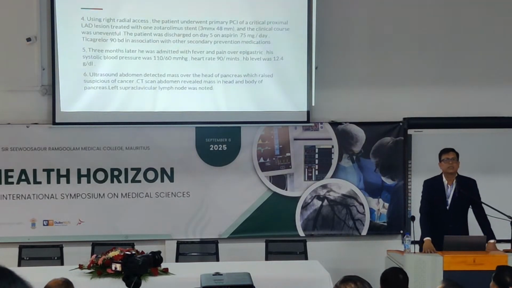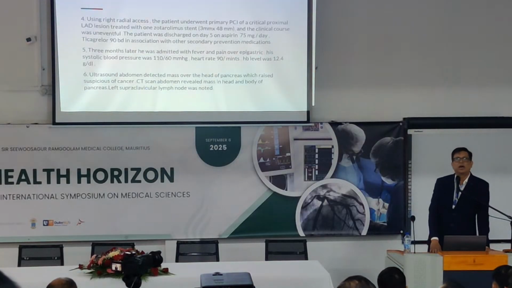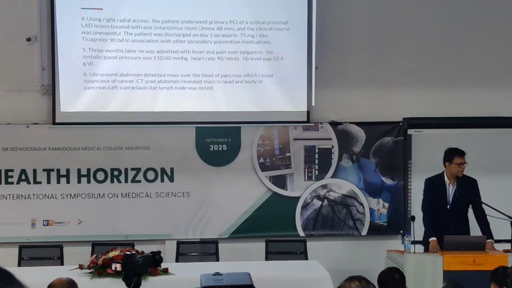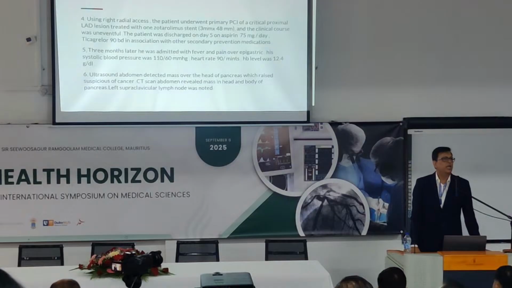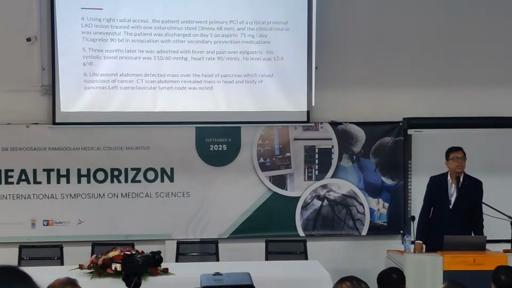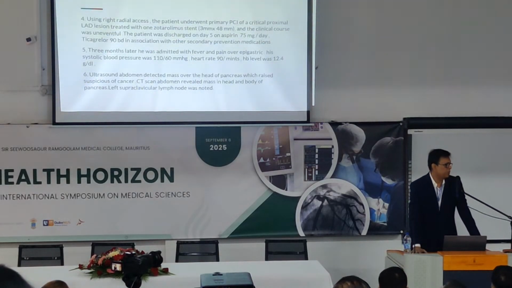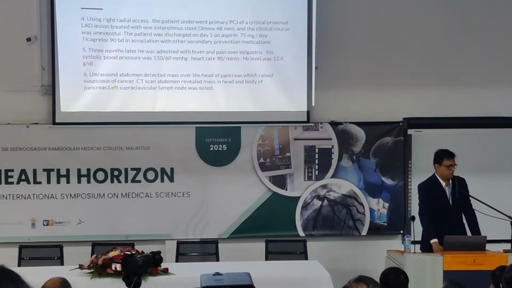Three months later, he came with a fever and epigastric pain. An ultrasound was done. It found a mass in the head of the pancreas, which was confirmed after CT scan: the patient has a mass in the head and body of the pancreas, and on clinical examination the patient had a supraclavicular lymph node. So what to do? Should we wait or should we go for surgery? If we go for surgery, how do we go?